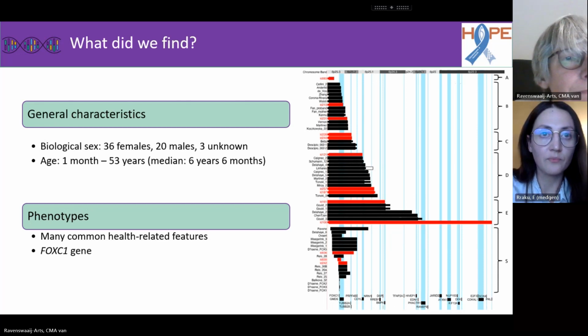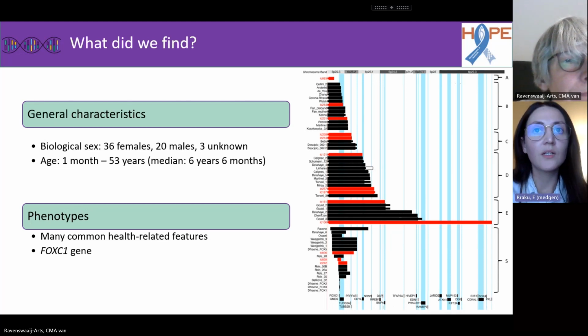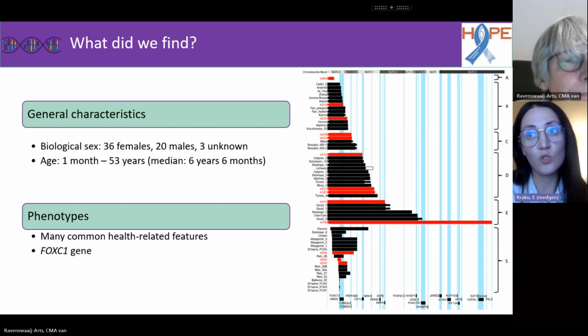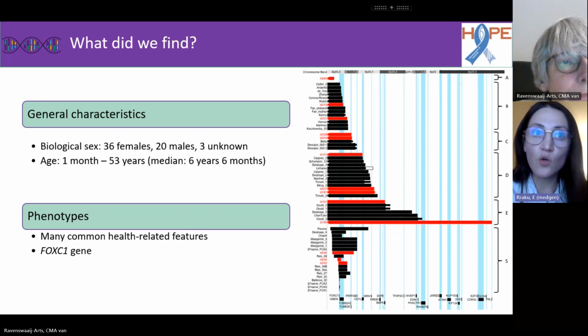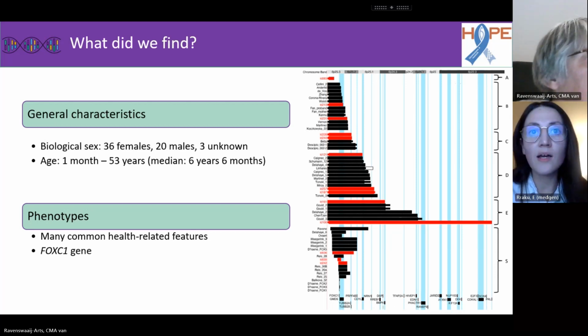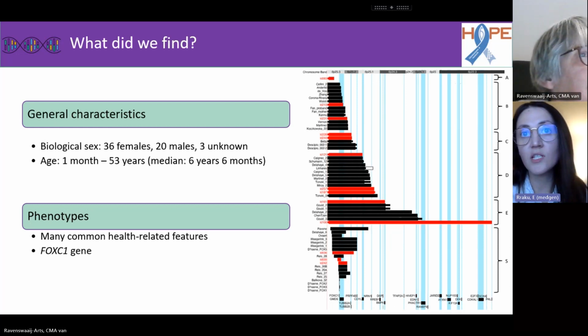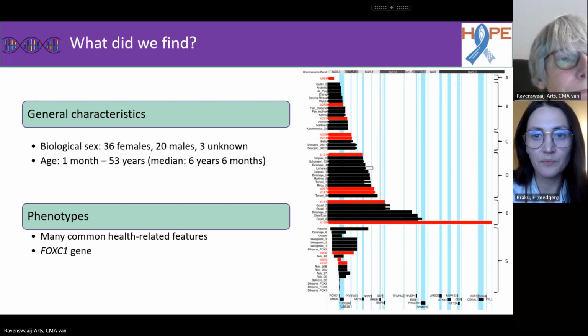So this shows that most of our study participants were children, even though we did have some adults. Now, if we look at their phenotypes, we noticed that they had many common features, independently from the subgroup in which individuals were. So individuals in group B, which had relatively small deletions, had many common features with individuals in subgroup E with the largest deletions. This shows that the FOXY1 gene, which was present in deletions of almost all individuals, plays a very important role in the kind of features that a child with a 6p25 deletion will develop.